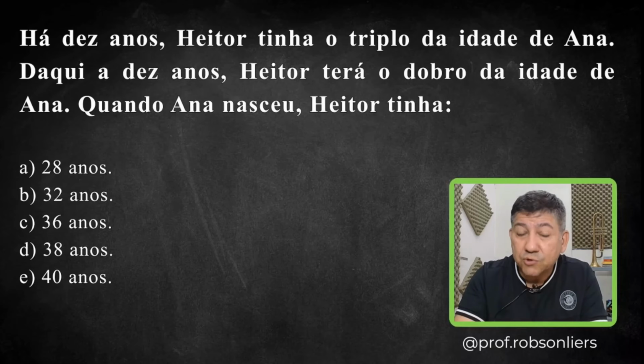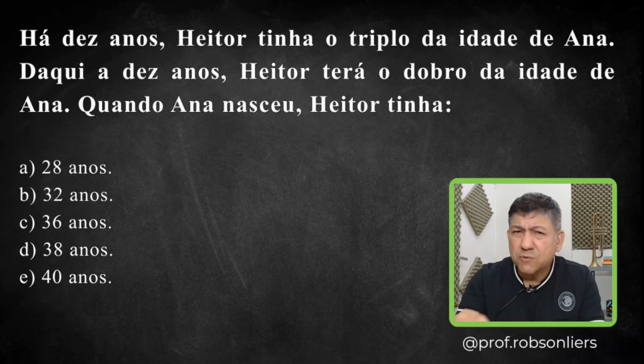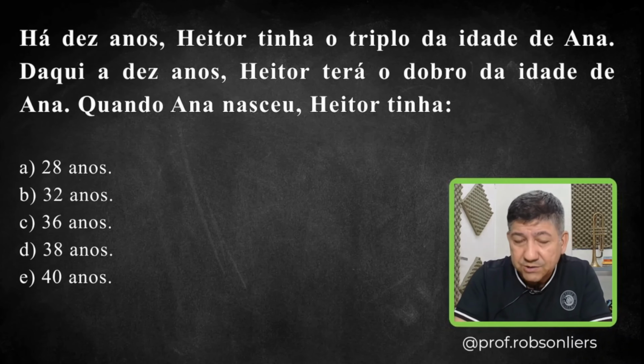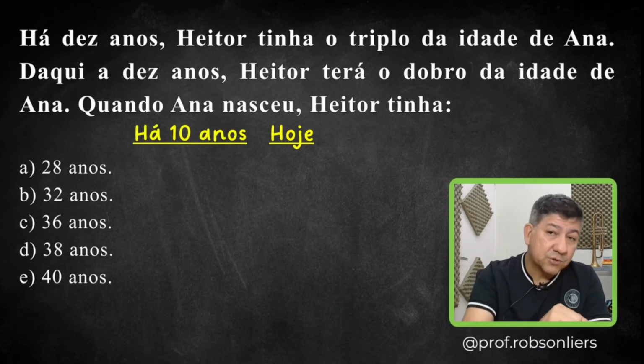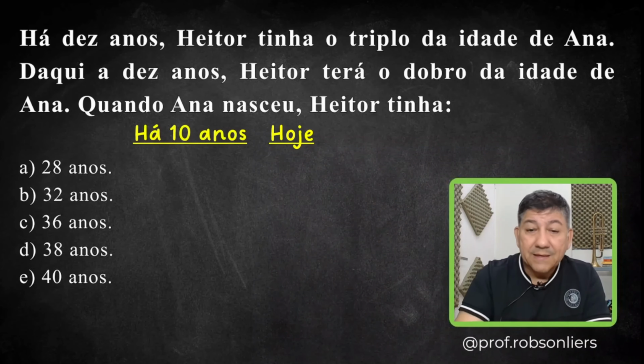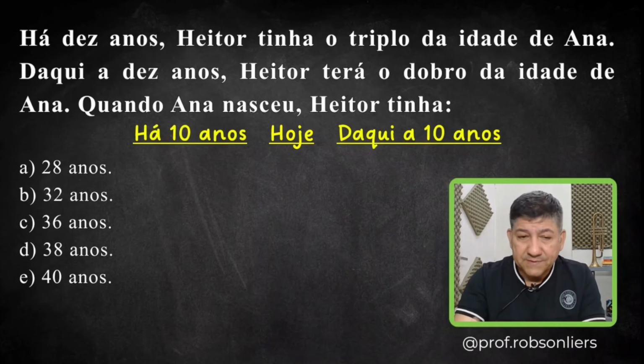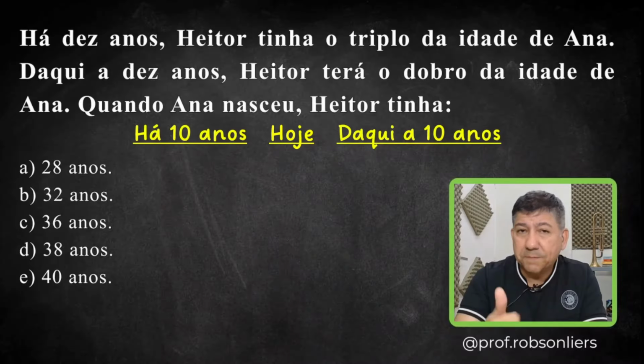First, let's organize the problem. With practice, you can solve it quickly, but let's go step by step here so you can understand. Take a look. We have 3 verb tenses. Today, which is the present. We have here, look, 10 years ago, which is back in the past. And 10 years from now, the future. So, present, past, and future.